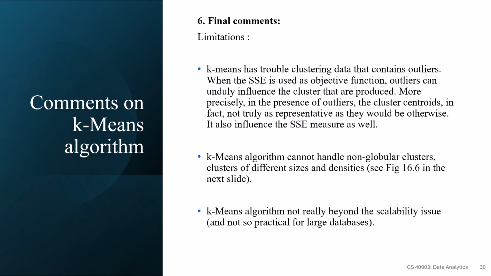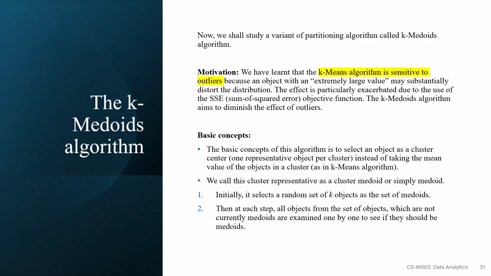The k-means algorithm cannot handle non-globular clusters. It also has scalability issues. We can now learn a variant of the partitioning algorithm called the k-medoids algorithm. We have learned that the k-means algorithm is sensitive to outliers because an object with an extremely large value may substantially distort the distribution. The effect is particularly exacerbated due to the use of the sum of squared error as the objective function.